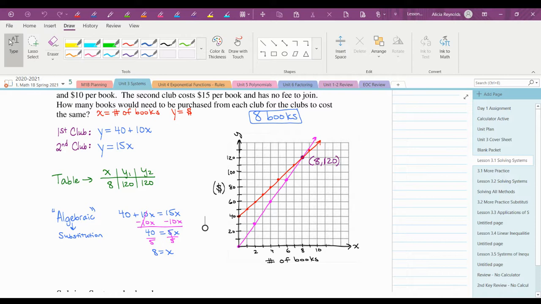If I want to do an algebraic solution, I could use substitution. Because I have y equals for both of these equations, that means I can set them equal to each other because they're both equal to y. And I'll solve for x by subtracting 10x and then dividing by 5 to find that x equals 8. So when I buy 8 books, my cost will be $120.